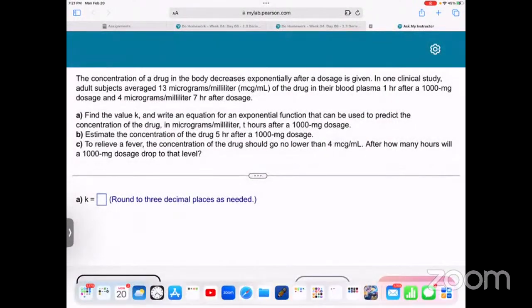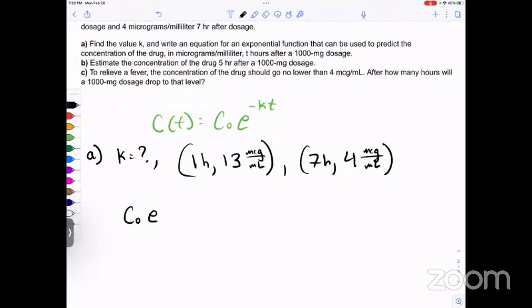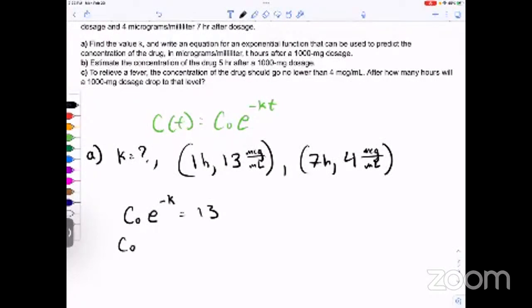We are here. So K we don't know, but this is after the time has been 1 hour. So then we're going to have a negative K, and the concentration is 13. Okay. And then for the second piece of information, the initial concentration, we're just going to let it be. We're going to have e to the, now again, K we don't know, but the time has been 7 hours there. So we're going to have a negative 7K equals, and the concentration is 4 micrograms per milliliter, right?